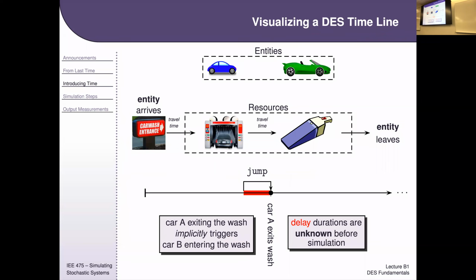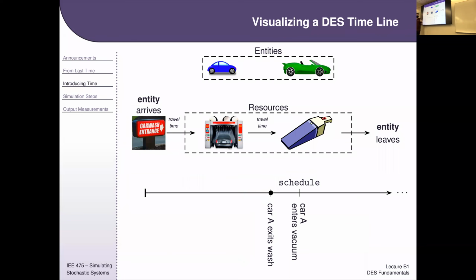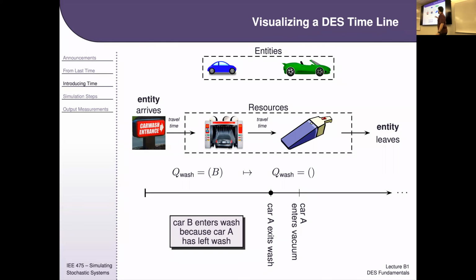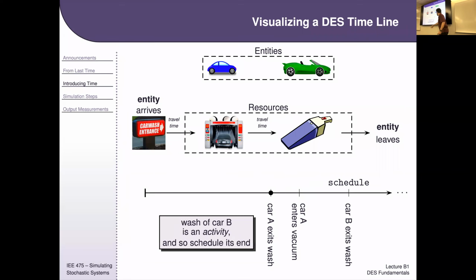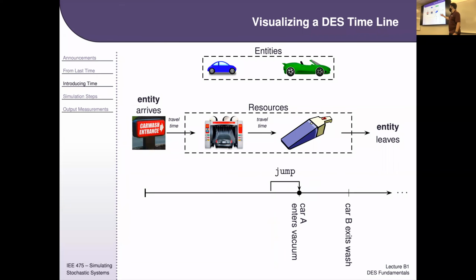So we jump to where the car A exits the wash. At that point, the car B that's been waiting can now enter the wash. So we're going to empty the queue and schedule when car B is going to exit the wash itself. So we're going to schedule when car A goes to the vacuum. We are going to empty the queue so car B can now enter the wash. And now, because car B's entered the wash, we're going to schedule when car B exits the wash, and so on, forward and forward.